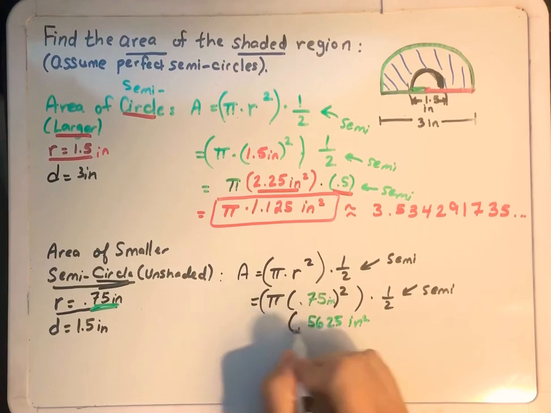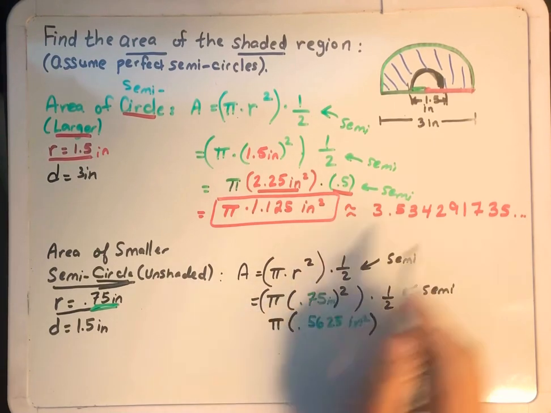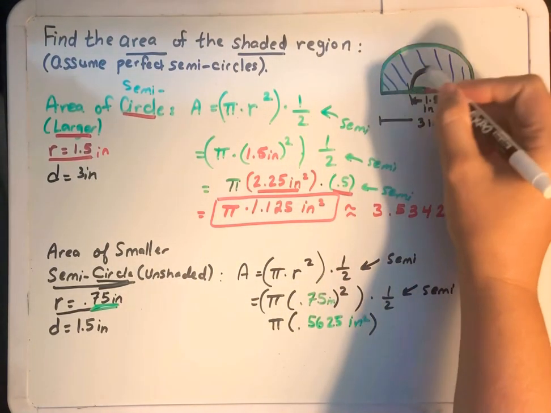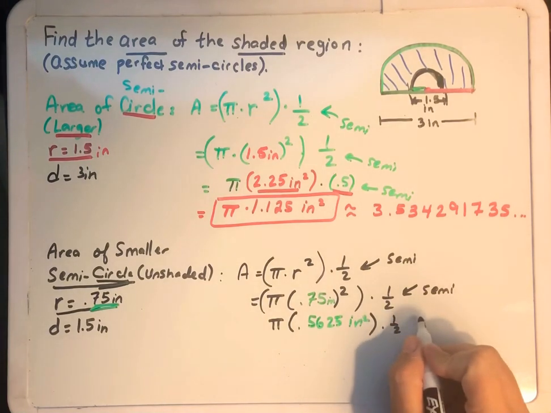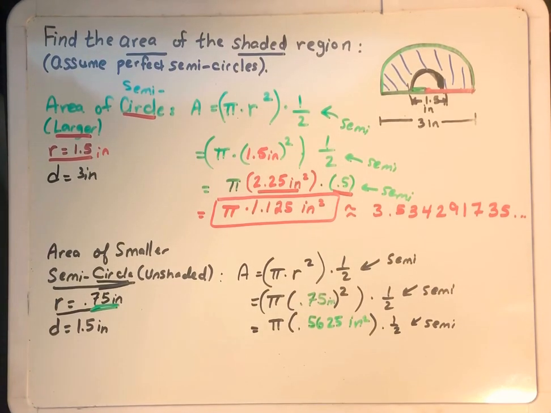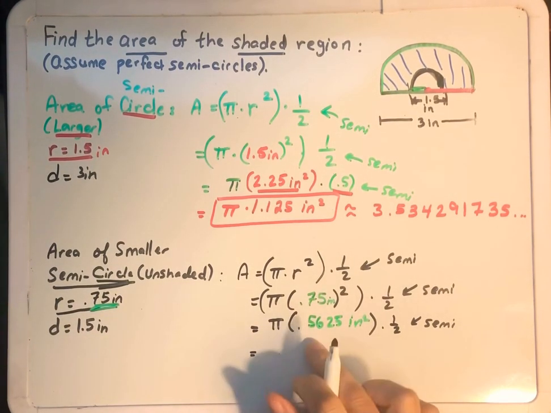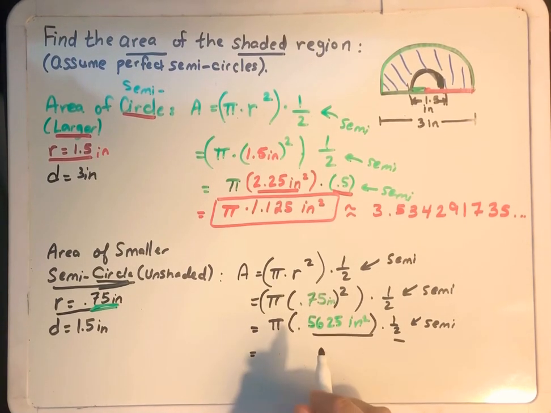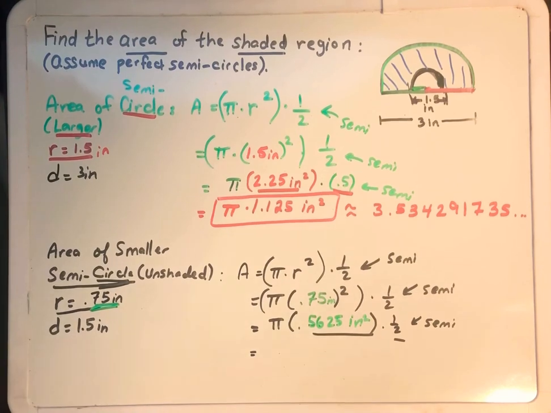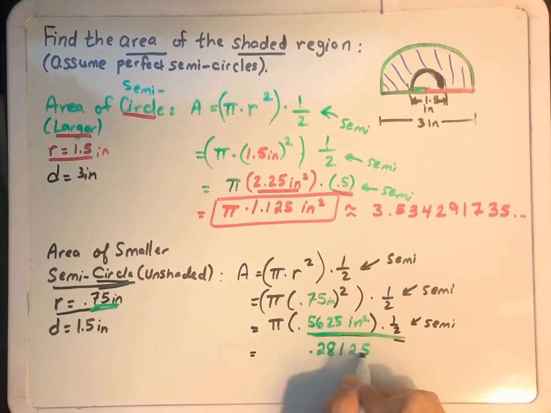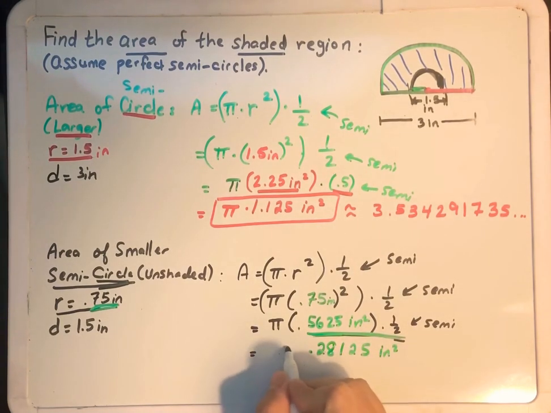So now I have 0.5625 square inches times pi to give me the area of the entire black inner circle. But I only want half of it because notice it's half of a circle. So I multiply that by 0.5 or 1/2, or I divide it by 2. So the exact answer for the smaller semicircle is 0.5625 times half. We get 0.28125 when I multiply these two together. 0.28125 square inches, or inches squared, times pi.